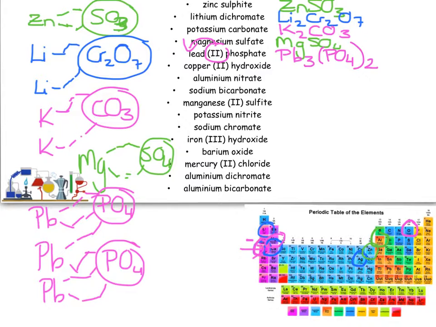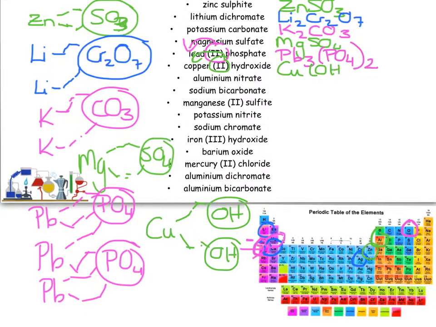Copper 2 hydroxide. Copper is Cu, and because of the 2, the valency of the element in front is 2 arms. Hydroxide is your one exception, OH. I need 2 OH groups. They have a valency of 1 each, and I land up with Cu, bracket OH, close bracket, and 2.